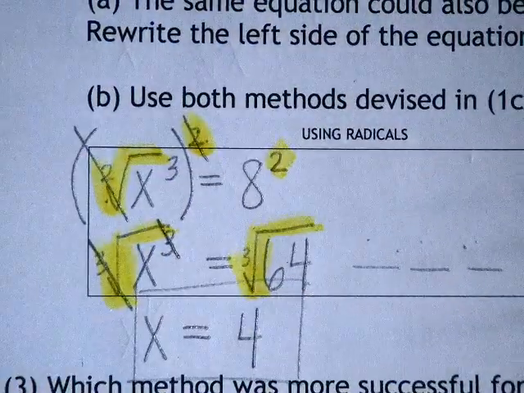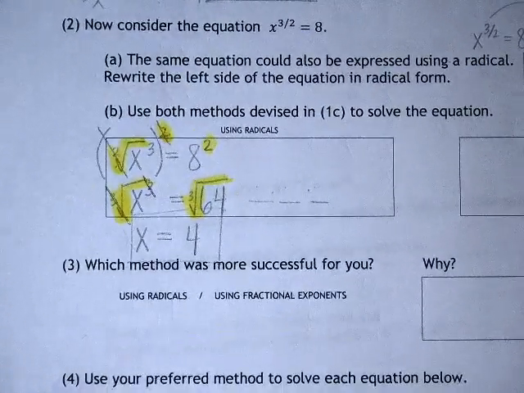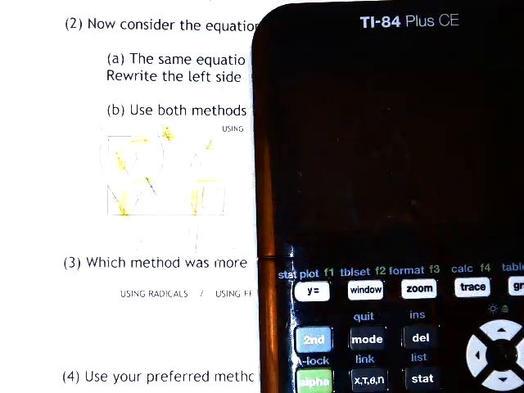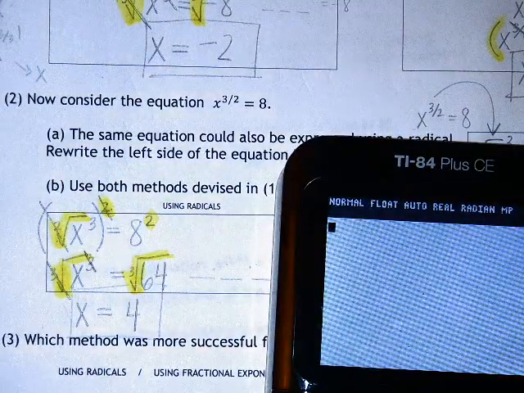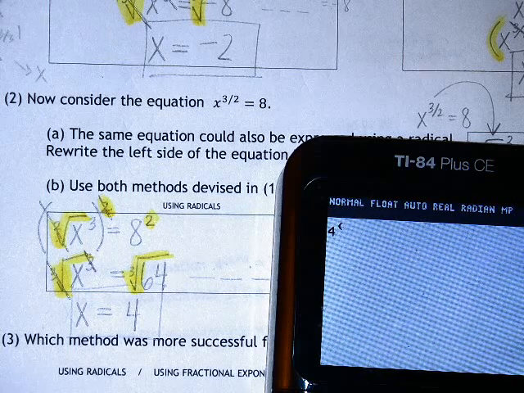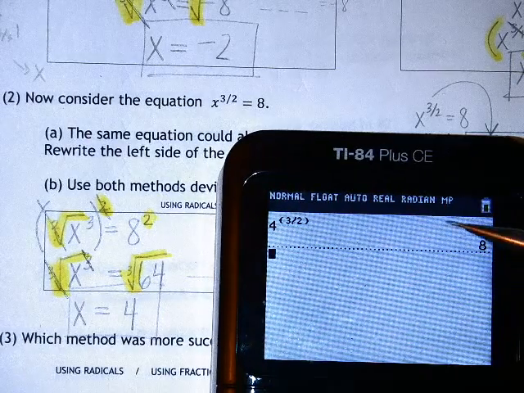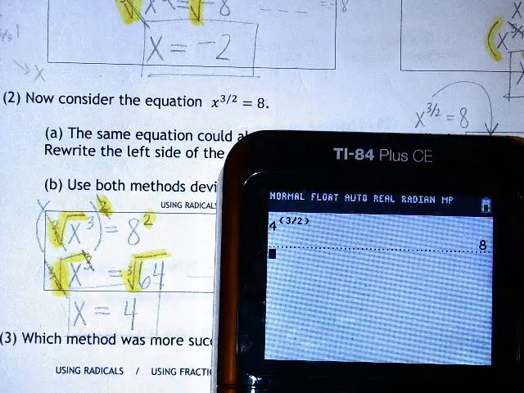Now we can always check our answer in a variety of ways. One of the easiest ways we can check an answer to any sort of algebra problem is to plug it in to a calculator and see what we get. So if I plug in 4 to the power of parentheses 3 over 2, as it turns out, I do get 8, which is what they originally said in the equation, so we know this must be correct.